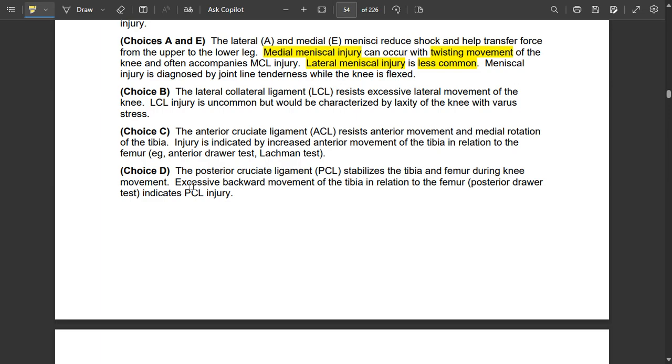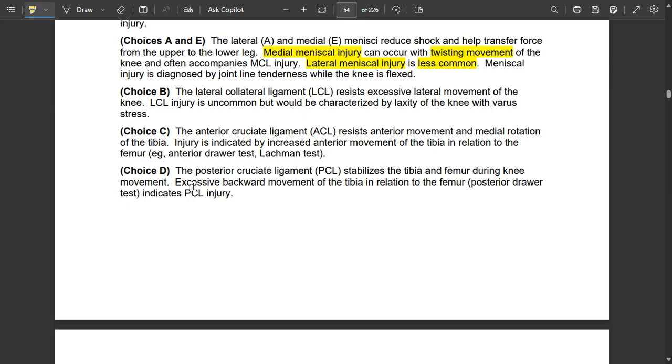The anterior cruciate ligament, ACL, resists anterior movement and medial rotation of the tibia. So medial rotation is prevented, and anterior translation of the tibia is prevented. Injury is indicated by increased anterior movement of the tibia in relation to the femur.